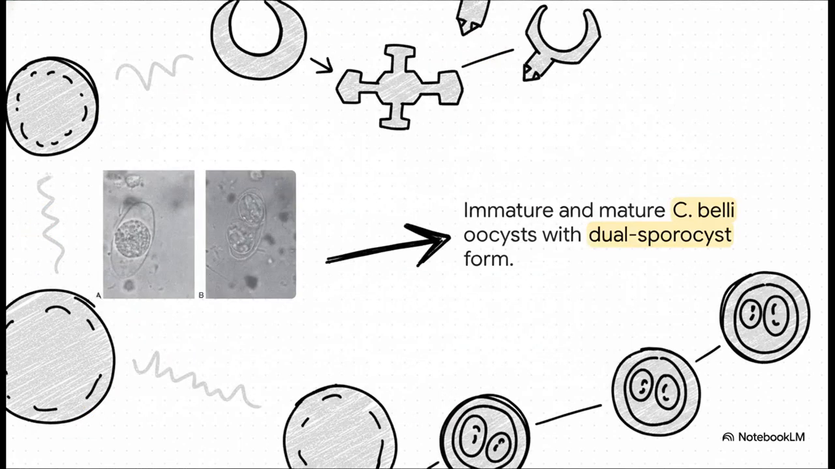With Cystoisospora belli, you can actually watch the structural development happen under a microscope. The immature oocyst starts off as just a single, unsegmented granular mass. But as it matures, that internal mass literally divides into 2 distinct sporocysts. This mature dual sporocyst form is the infective stage that essentially defines the biology of the species.